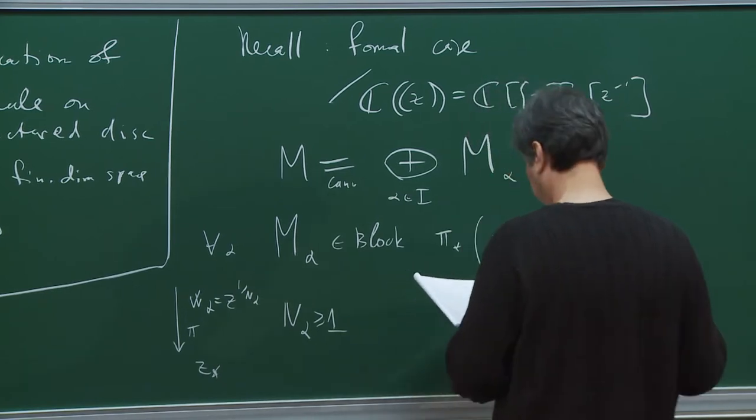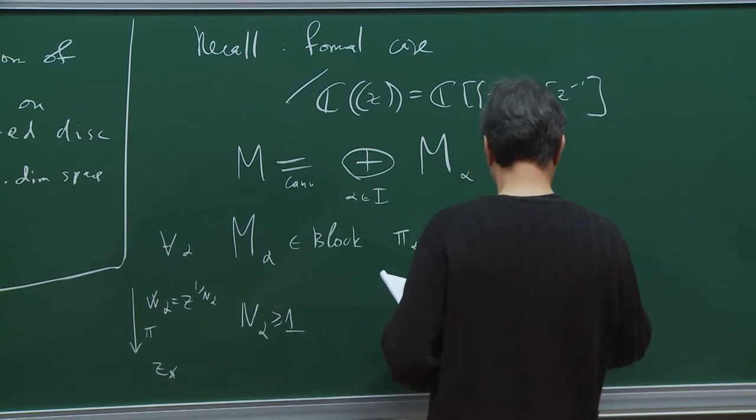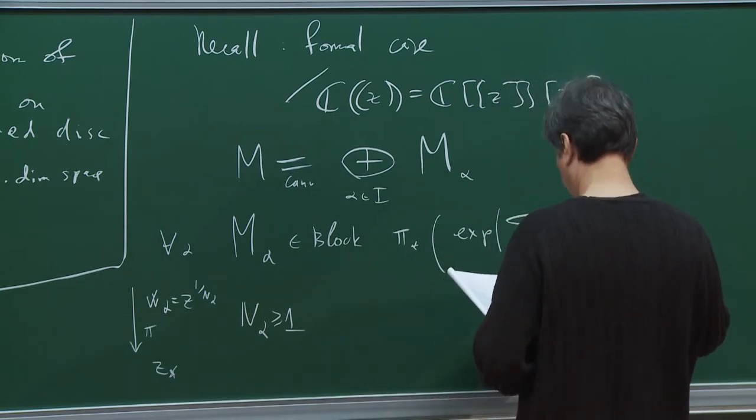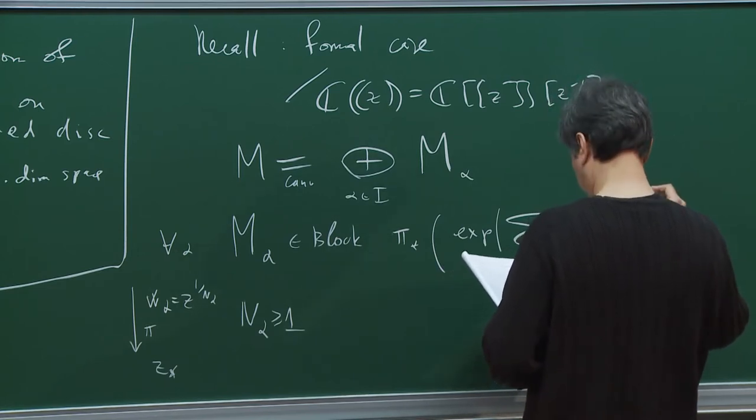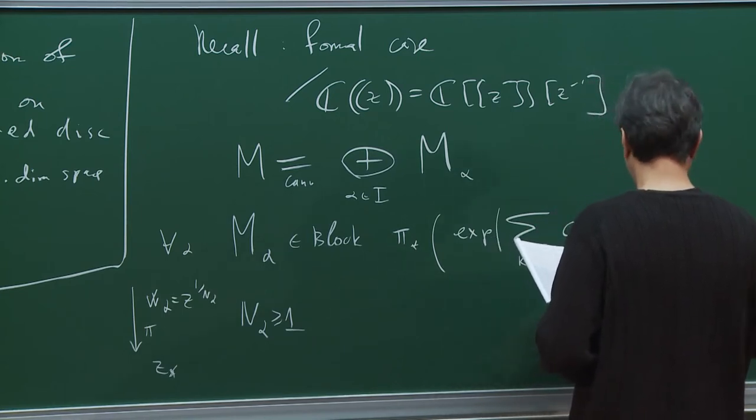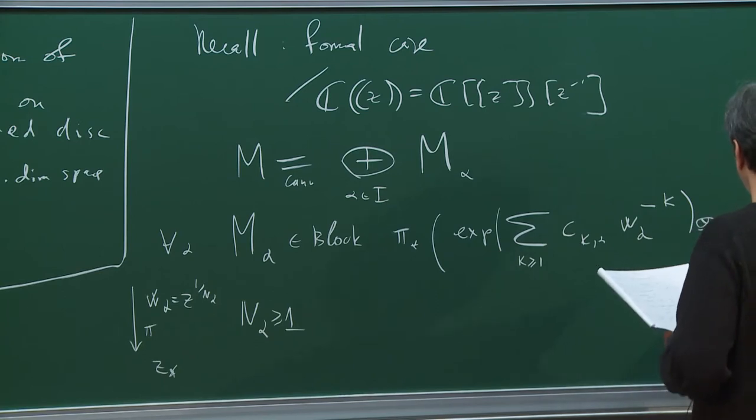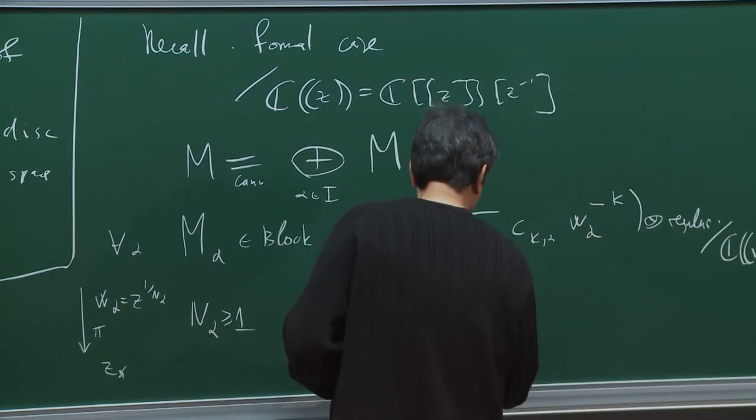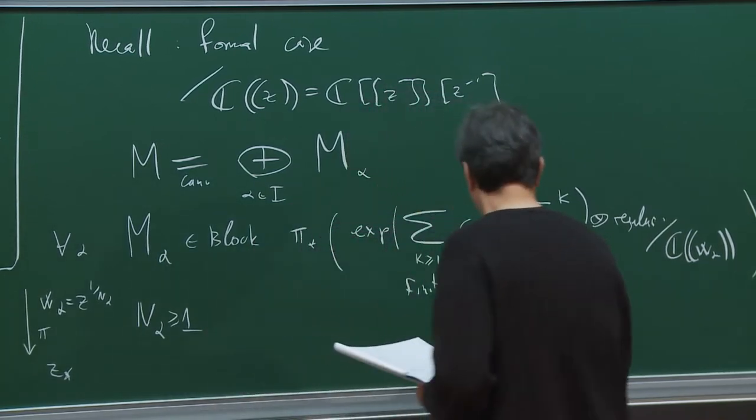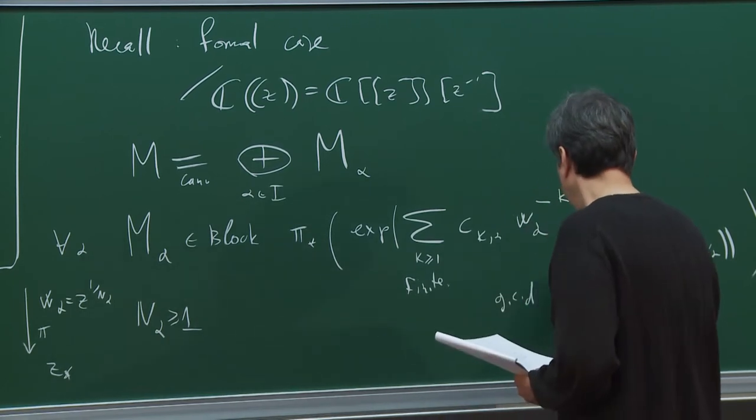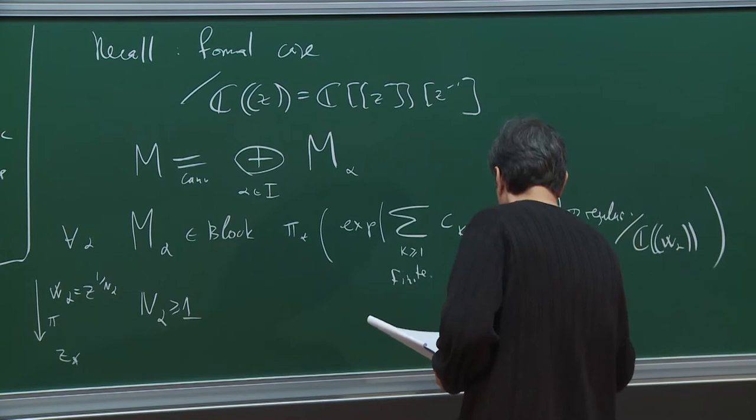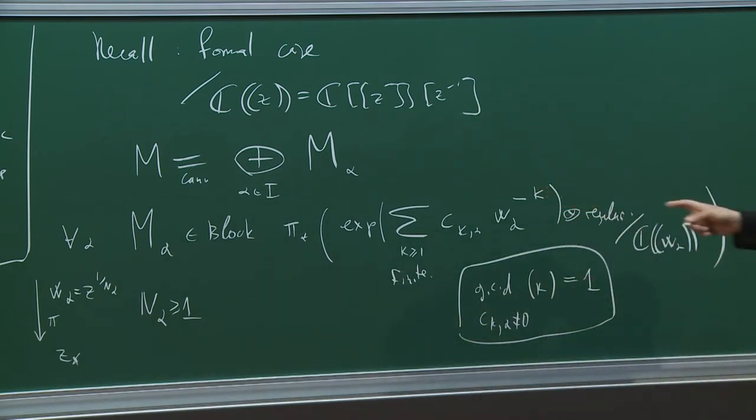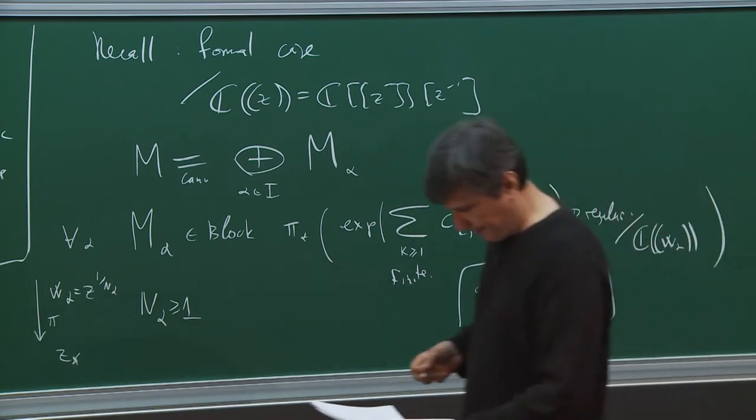We consider the exponent of some sum over k of c_k alpha times w_alpha to the power k, times a regular module over C((w)). Here c_k alpha is some finite sum, and the greatest common divisor of those k such that c_k alpha is non-zero is 1. And these things are defined up to the action of roots of 1. Okay.